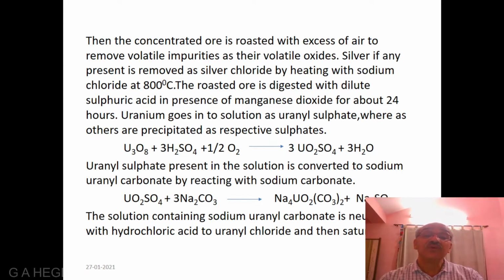The roasted ore is digested with dilute sulfuric acid in presence of manganese dioxide for about 24 hours. Uranium goes into solution as uranyl sulfate, whereas others are precipitated as respective sulfates. U3O8 plus H2SO4 plus O2 gives rise to UO2SO4 plus H2O.